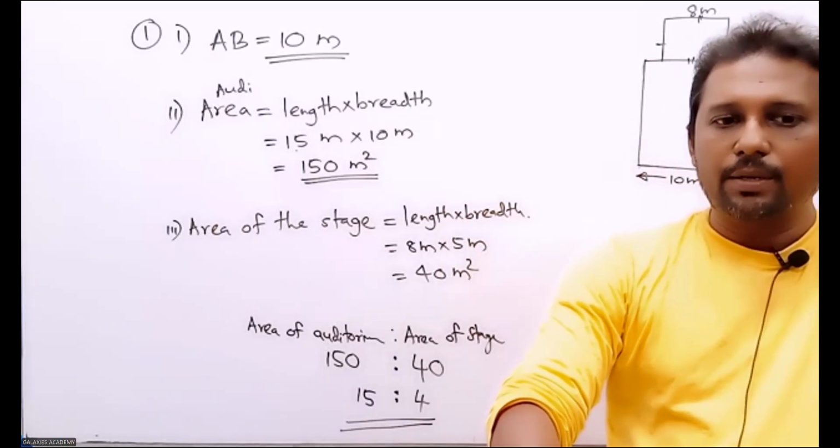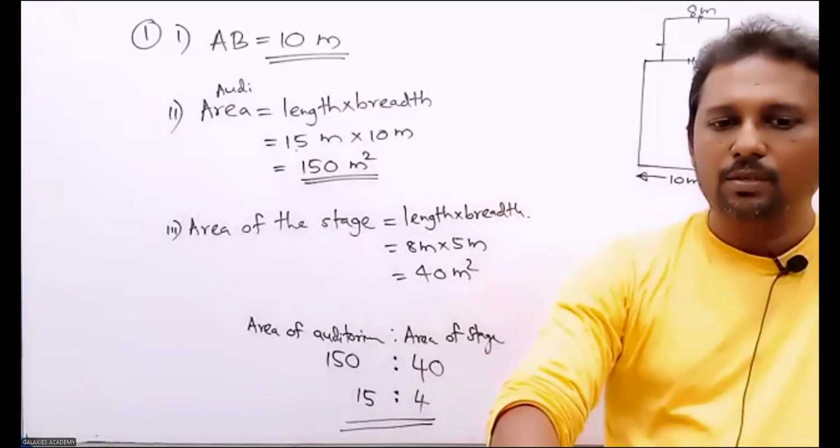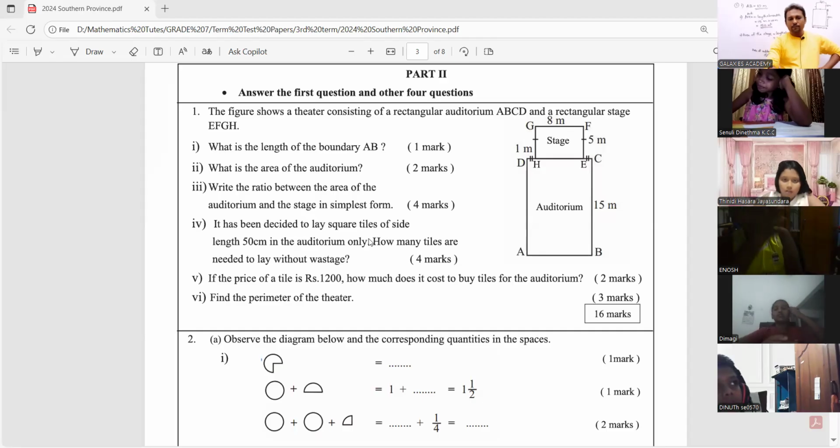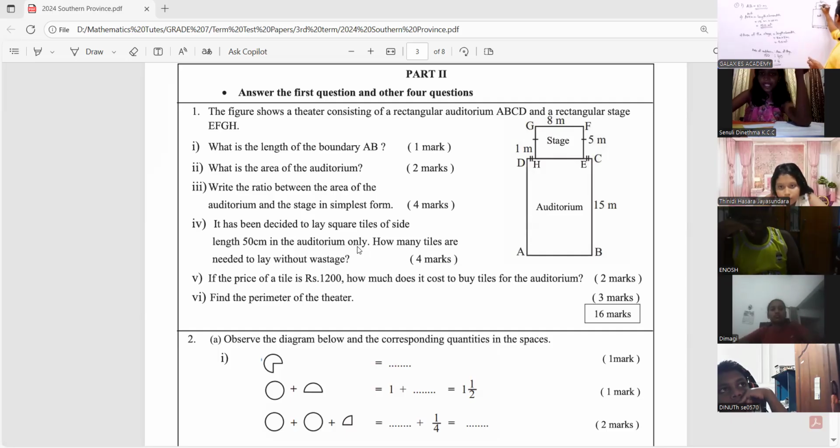Right, now we can go to the next part, Roman number 4. The fourth part says it has been decided to lay square tiles of side length 50 centimeters in the auditorium only. Right, this is the auditorium. This is the stage.